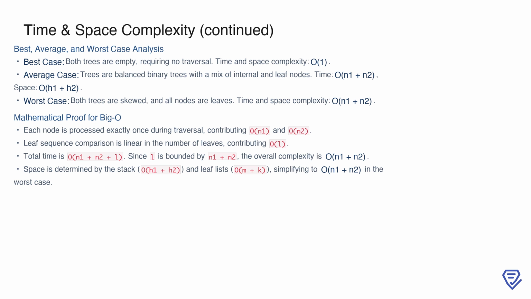Here, the time and space complexities both become O(n1 plus n2). Mathematically, the solution's time complexity is derived from processing each node exactly once during the traversal, contributing O(n1 plus n2). The comparison of leaf sequences adds O(l), but since L is bounded by n1 plus n2, the total time remains O(n1 plus n2). Similarly, the space complexity is determined by the stack and the leaf lists, which also simplifies to O(n1 plus n2) in the worst case.